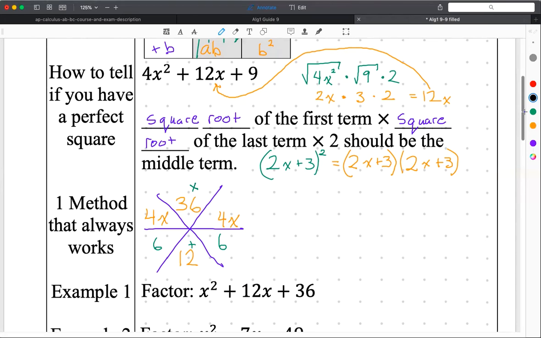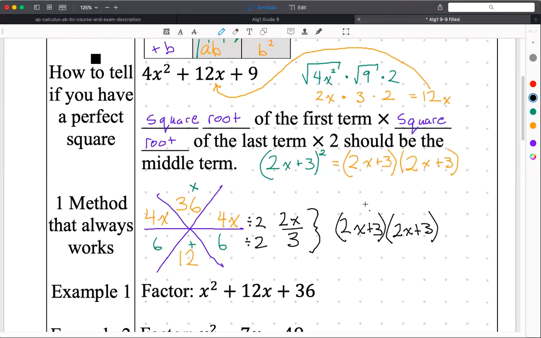Now you have to divide the fraction. So I divided both fractions by 2, and I got 2x over 3 for both of them. So I got 2x plus 3 in parentheses, 2x plus 3 in parentheses. Yeah, perfect. Which is the equivalent of saying this thing right here, 2x plus 3 quantity squared. So I'll go ahead and do arrows both ways that say these are the same answer.